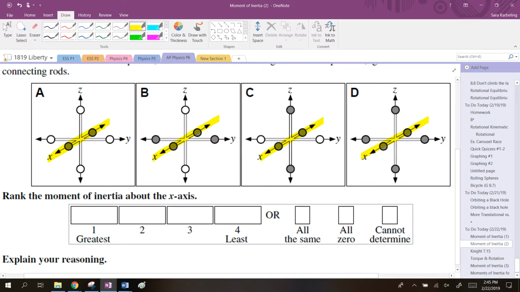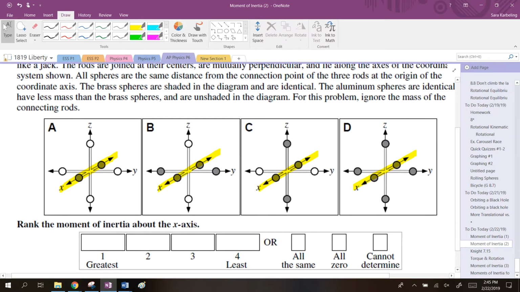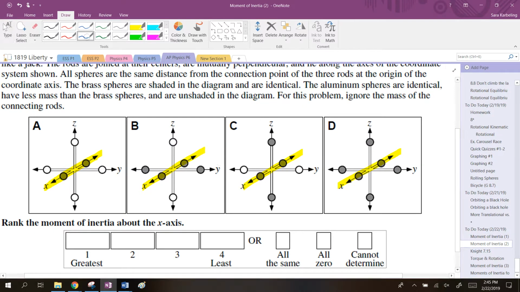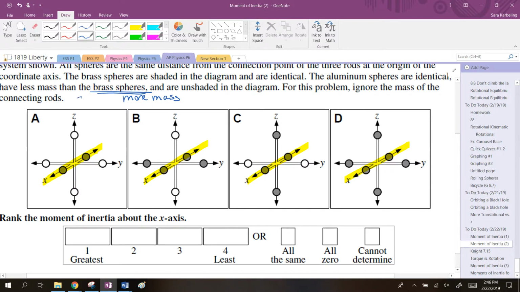Sound good? Question first. What are the gray dots? The gray ones are more massive. Or hold on. Brass spheres are shaded. Yes, C equals B. I was wondering why C is bigger. So the brass spheres have more mass. The aluminum ones have less mass. All right. Get started, friends.